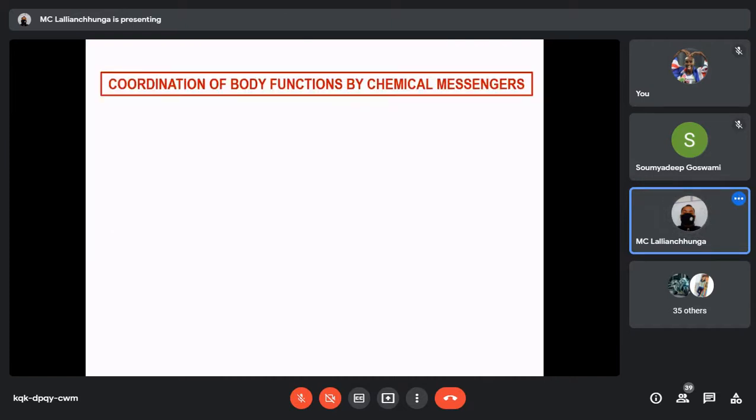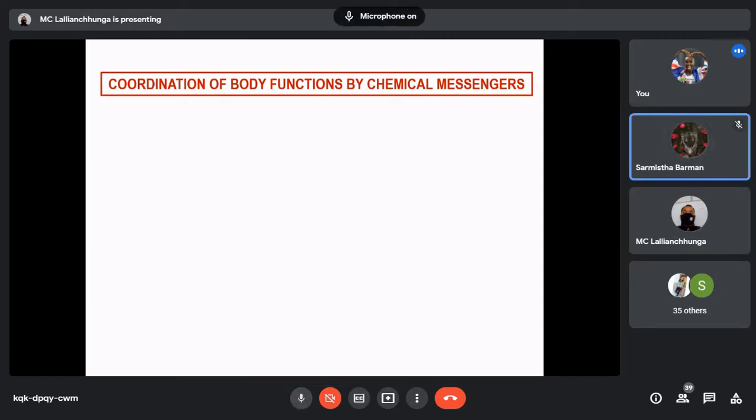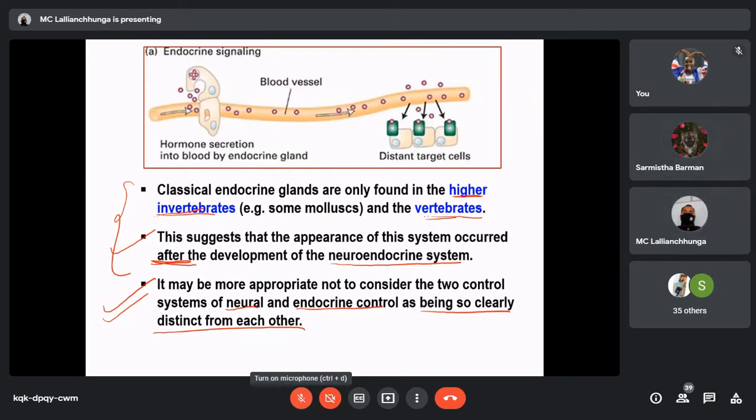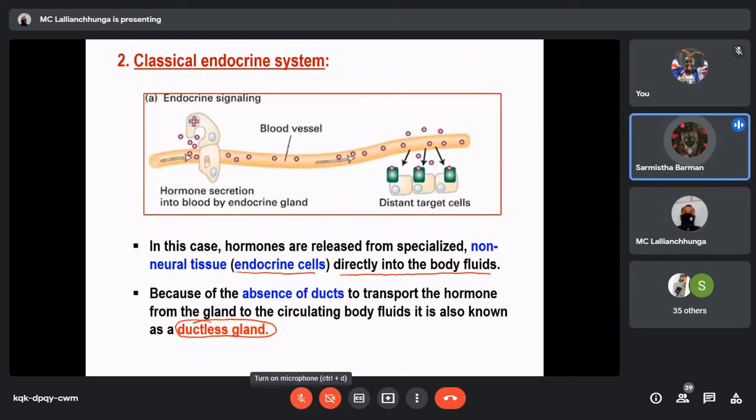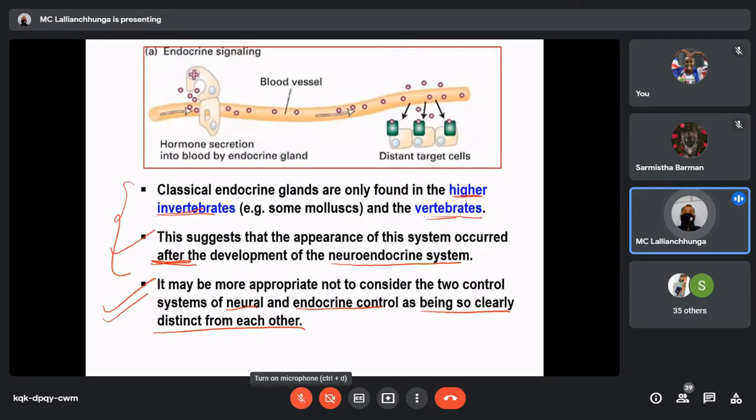Now the next, is it clear or not? Neuroendocrine system and classical endocrine system, the difference you already know. I think it is clear. Any question? Sir, could you please repeat the previous slide? This one? Yes, sir, the second and the last point. This one, second and last point? Yes, sir, this slide.